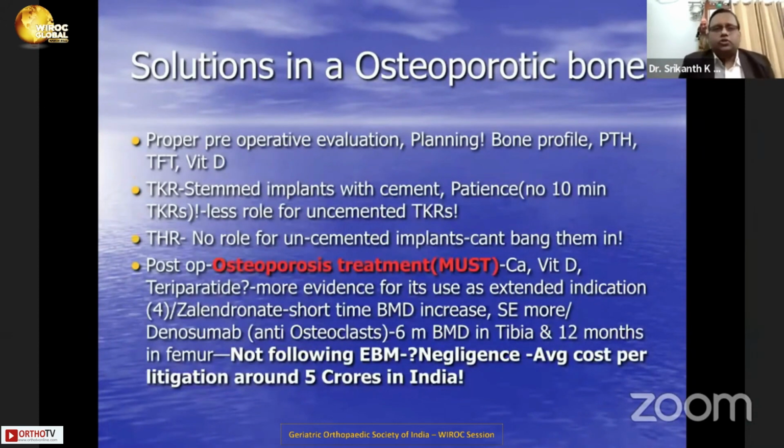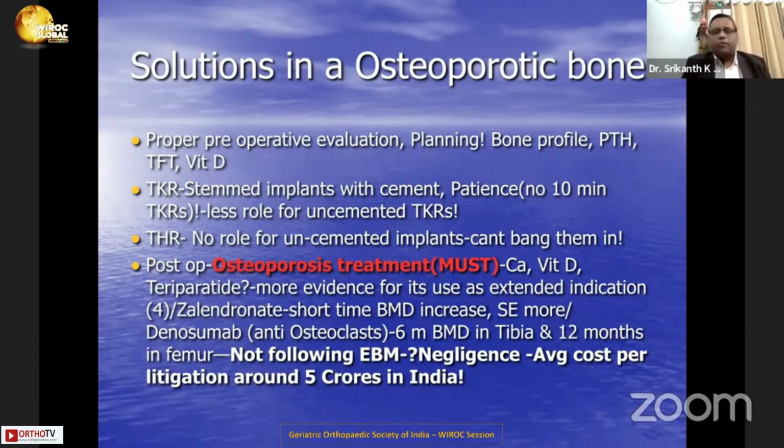So what are the solutions to this particular challenge? Proper preoperative evaluation and planning is a must. We know the famous dictum: if we fail to plan for surgery, we plan to fail during the surgery. And proper pre-op investigation is a must. When we do a knee replacement, a stemmed implant with cement should be used. Patience is a virtue here, and there's no role for uncemented TKRs in osteoporosis. Even in THR, there's really no role for uncemented THRs.